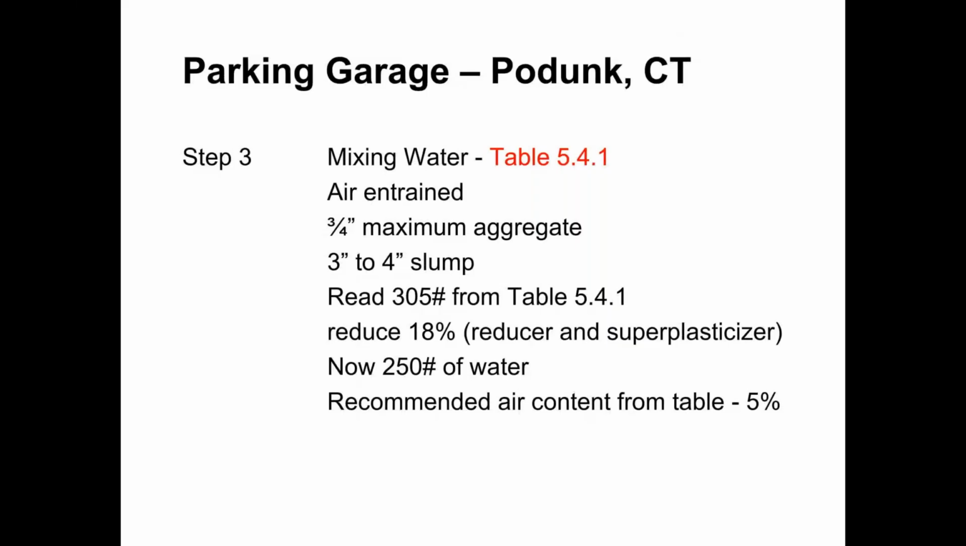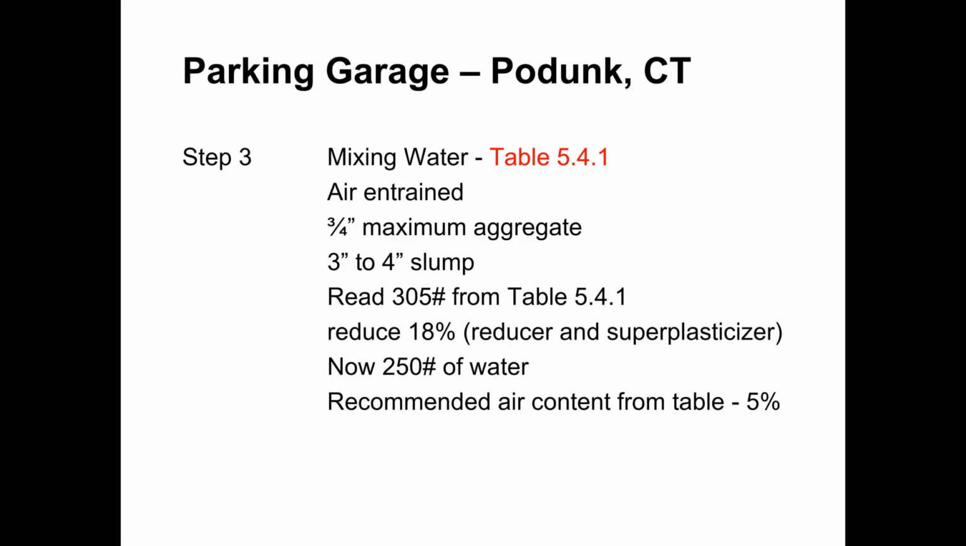All right, now we are going to be using some water reducing and superplasticizing admixtures. Based on the experience of the technicians doing this mix design, they know that when using a water reducer and superplasticizer together, they can typically reduce the water content from table 5.4.1 by around 18%. So instead of waiting until later in the mix design development process, they're just going to go ahead and make that change now. That reduces our water content from 305 pounds down to 250 pounds.